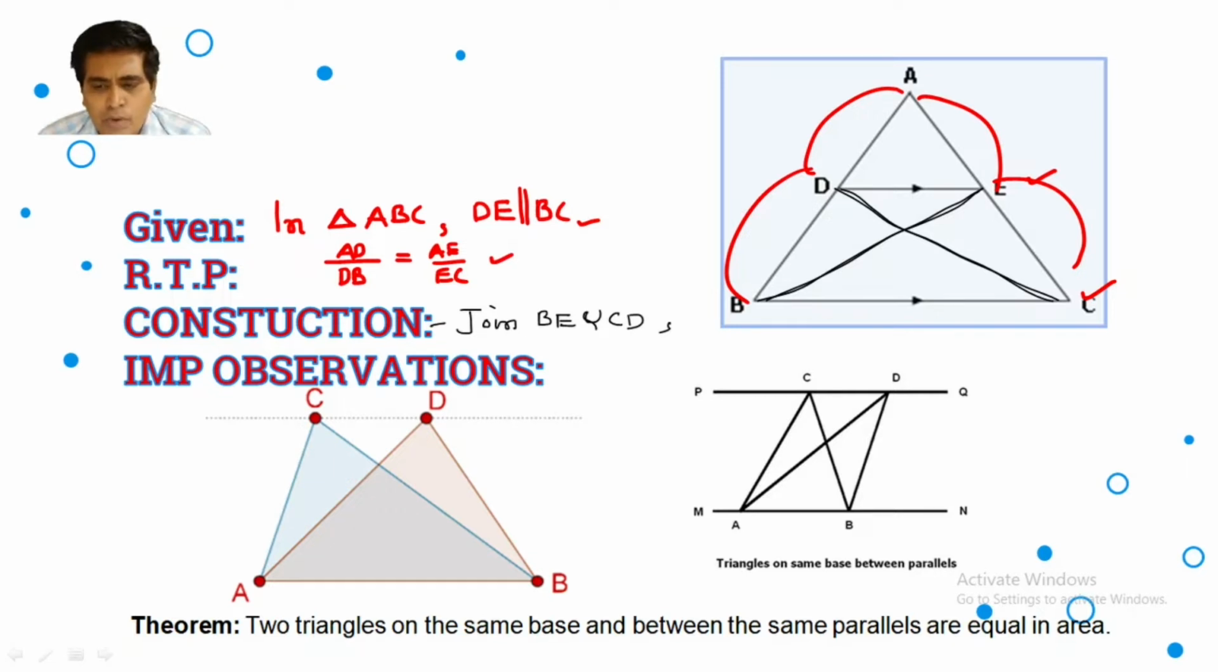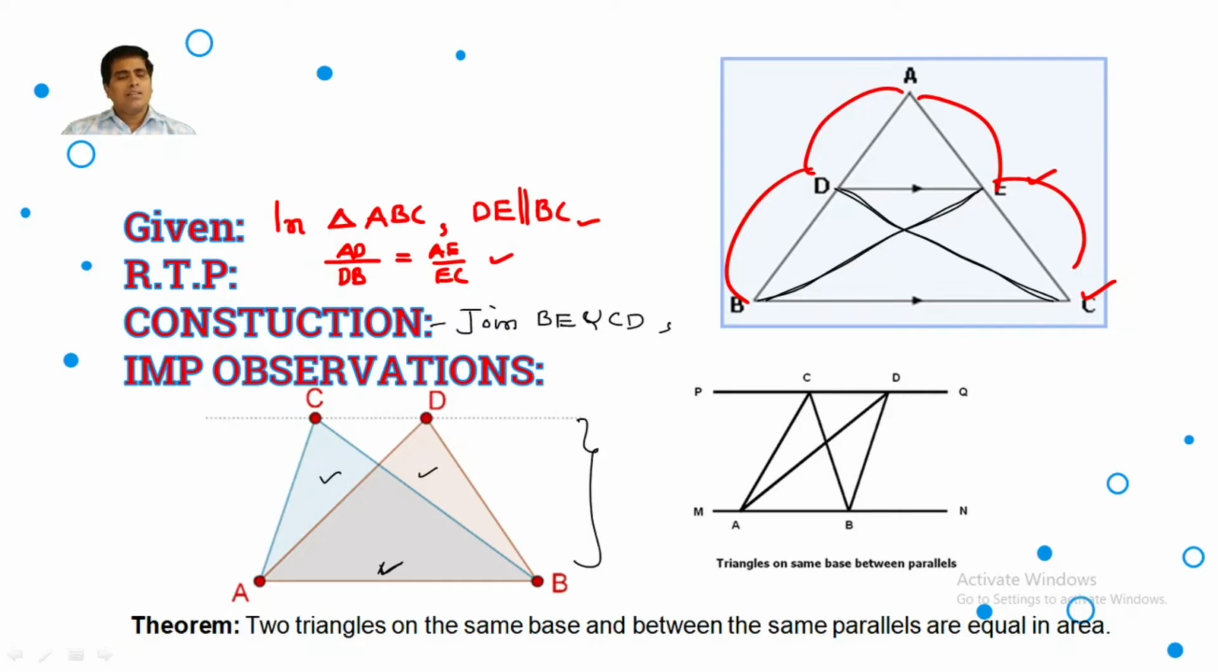What is the important observation to prove this? Clearly I have shown two triangles here. Look at this blue triangle and this red triangle. These two triangles have two qualities. They are on the same base. This is triangle ABC and that is triangle ABD, with the same base. Not only the same base, these two triangles are also in between two parallel lines.